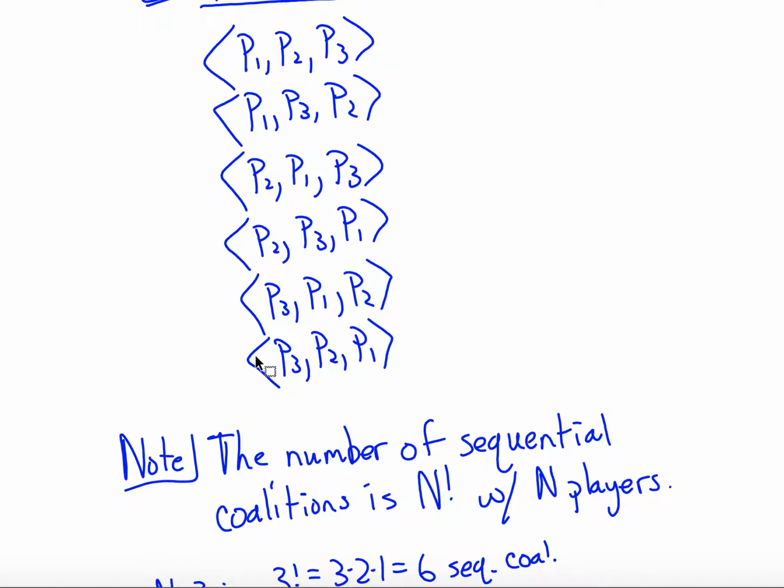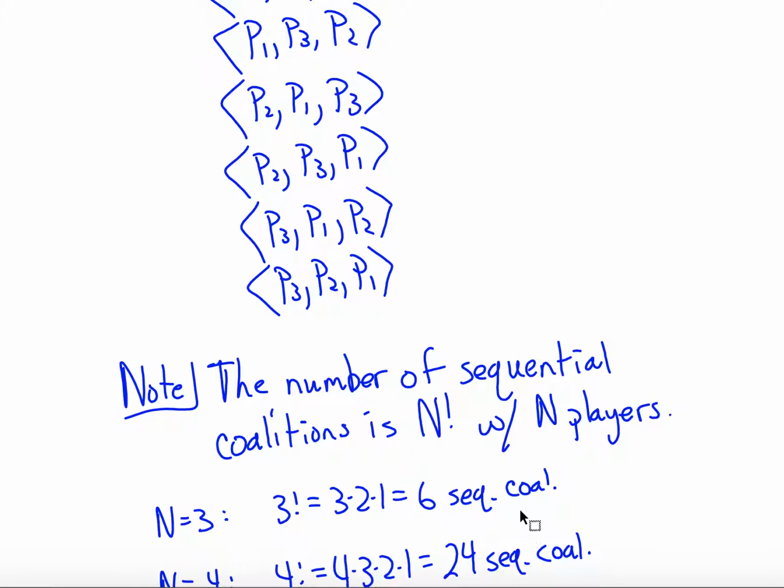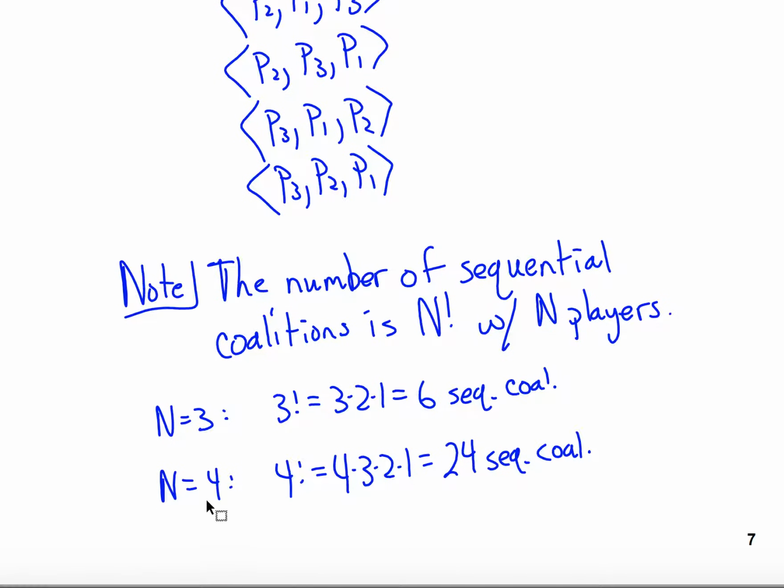Notice with the sequential coalitions, instead of braces, we use these less than and greater than symbols. That shows people, hey, this one is a sequential coalition and not just a regular coalition. So the number of sequential coalitions is n factorial if you have n players. If n equals 3, you have 6 coalitions. N equals 4, you have 24. N equals 5, you'd have 120.